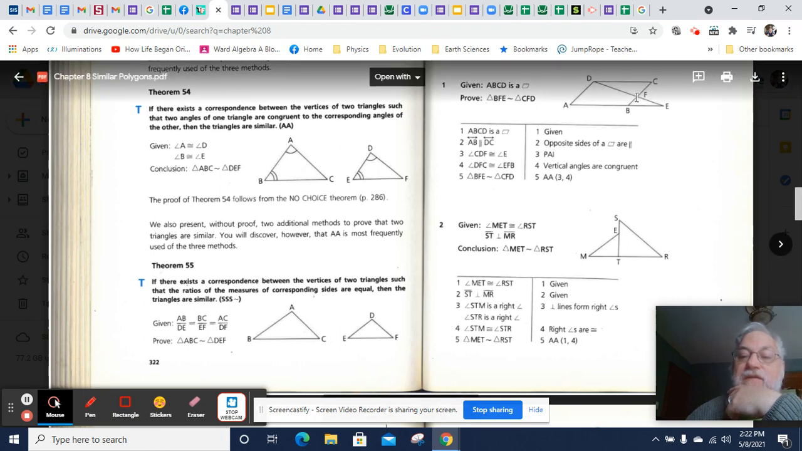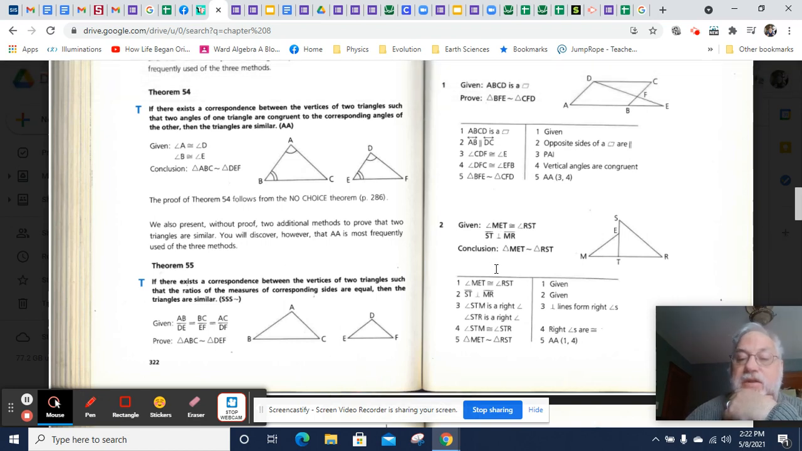So CDF is going to be congruent to angle E because they're a pair of alternate interior angles. And then we've got DFC and EFB are congruent because they're vertical angles. So now you've got two angles, and by angle, angle, we can now say that triangle BFE and triangle CFD are similar.